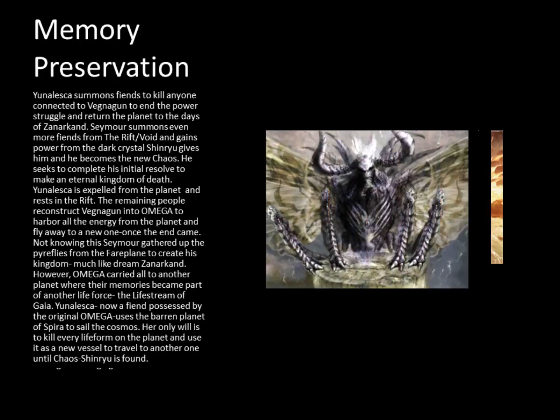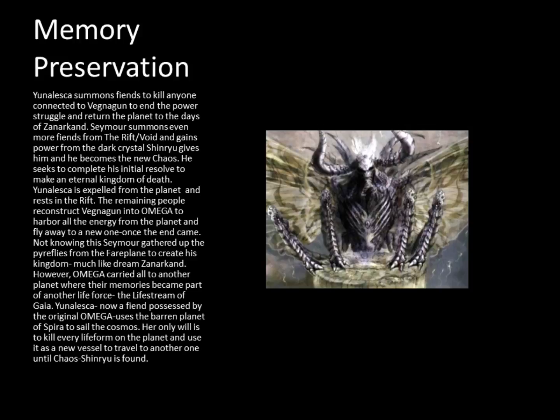Yunalesca summons fiends to kill anyone connected to Vegnagun to end the power struggle and return the planet to the days of Zanarkand. Seymour summons even more fiends from the rift or void and gains power from the dark crystal Shinryu gives him, and he becomes the new Chaos. He seeks to complete his initial resolve to make an eternal kingdom of death. Yunalesca is expelled from the planet and rests in the rift.